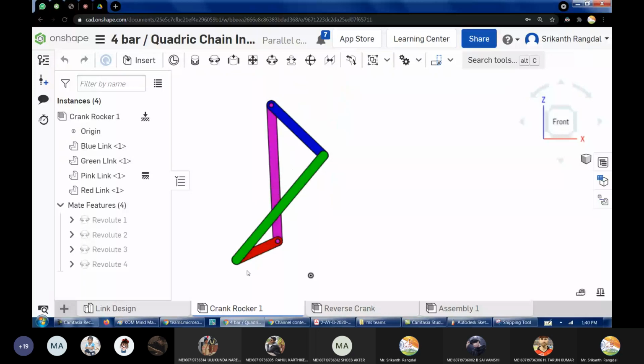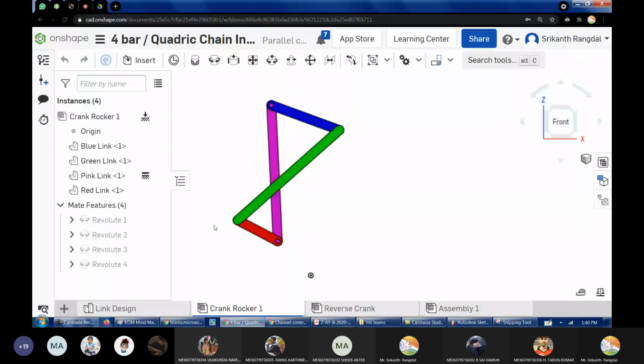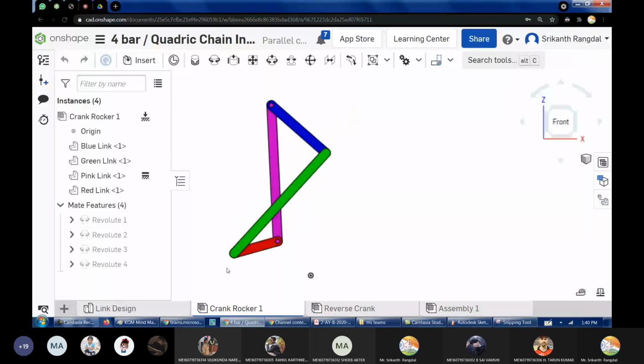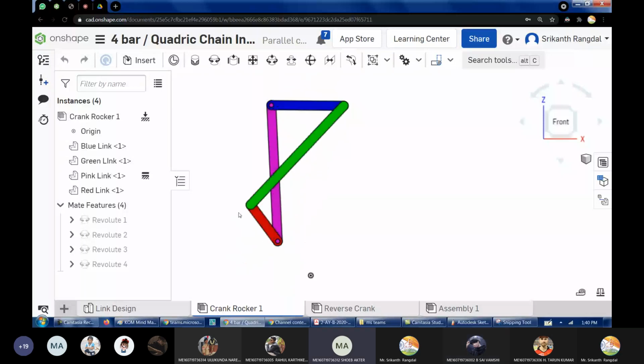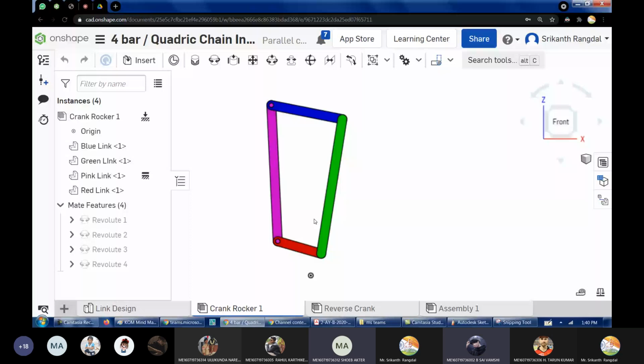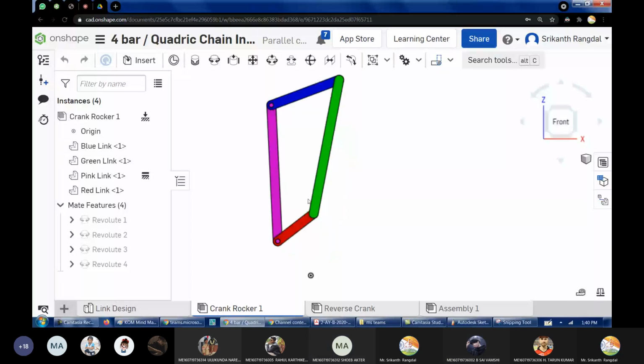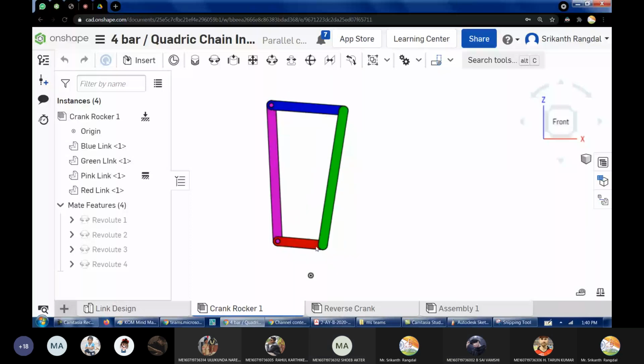How is it moving now? Just like it was moving before, complete 360 degrees again. So once again, it is rotating complete 360 degrees, and the blue link is once again maintaining a rocking motion. So these are the 2 inversions. Instead of fixing one link, if I fix another link, that gives me an inversion.